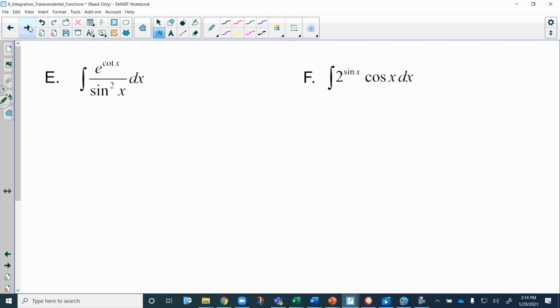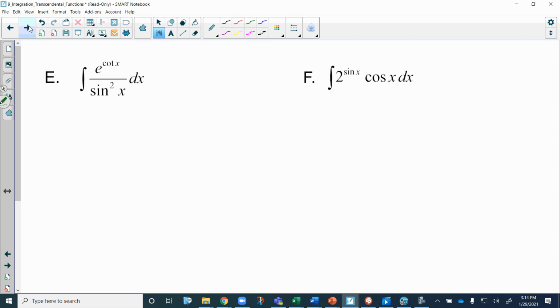So moving on to the next examples here. In this case, I want to go ahead and work these out simply because I know some kids are going to get thrown off with the cotangent expression, and on F we're working with a power function that we need to take a look at. And so let's go ahead and start working on E here and see what we end up with.